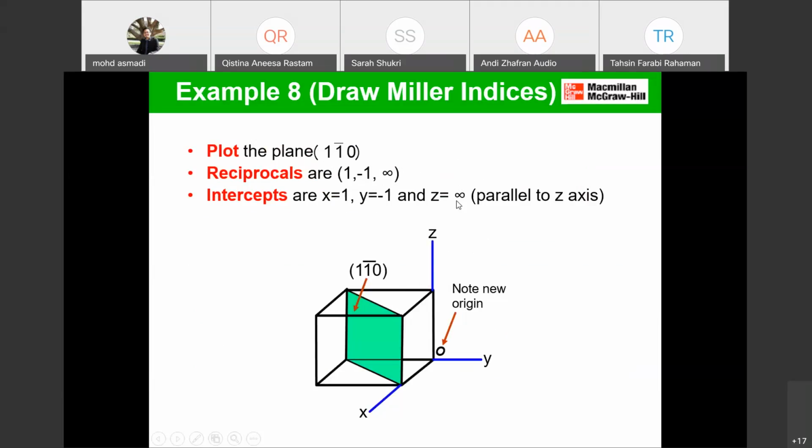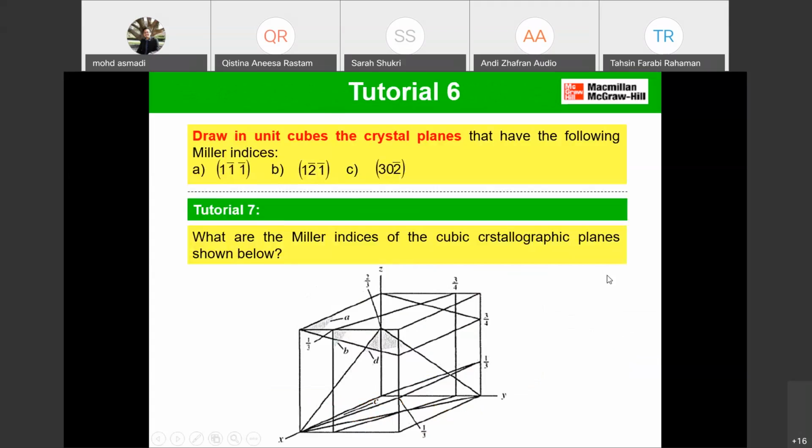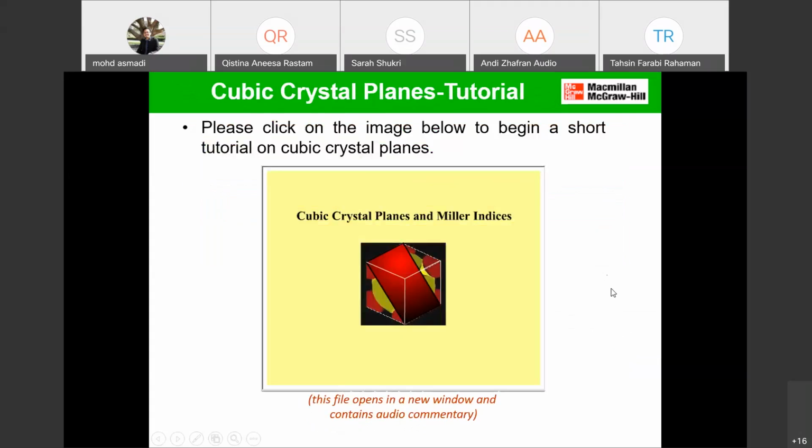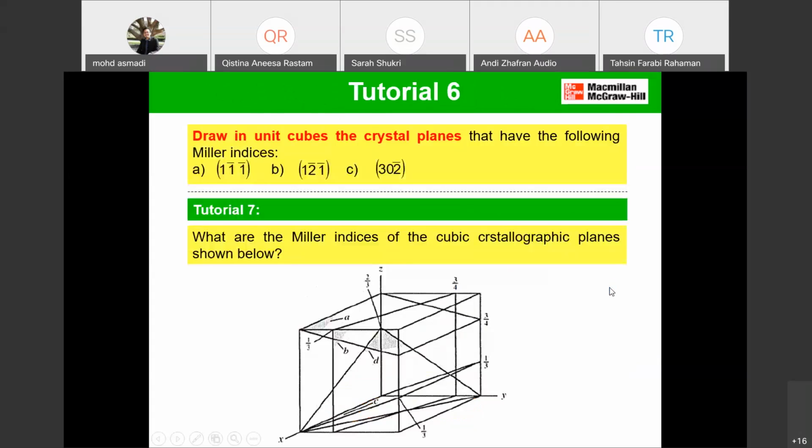Please remember, if infinity, it is just parallel. But it's crossed at x as well as y. So the y direction is going to be negative. So this is going to be the new origin. Okay, so any questions about the Miller indices before we do tutorials?